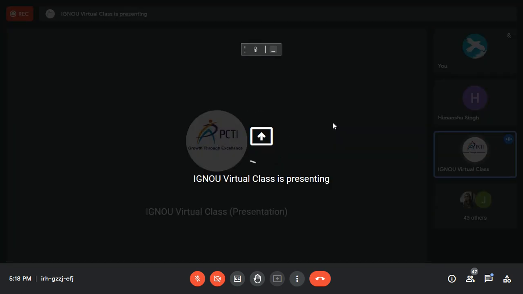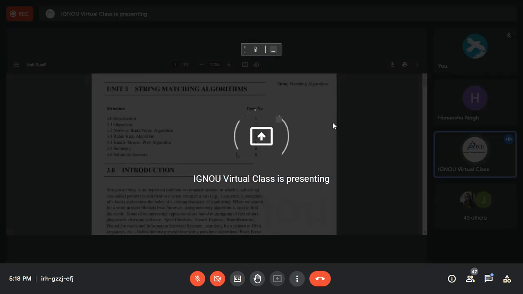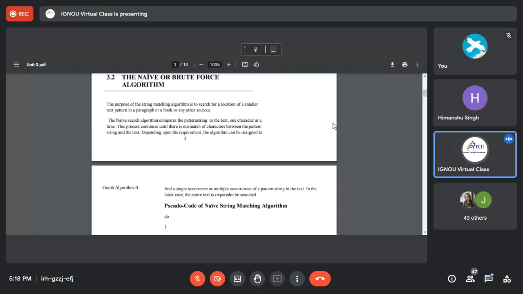Now for the brute force algorithm. Here we have a string matching algorithm, used to search for the location of a smaller text pattern in a paragraph or a book or any other source. The naive search algorithm compares the pattern string to the text, one character at a time. This process continues until there is a mismatch of character between the pattern string and the text.